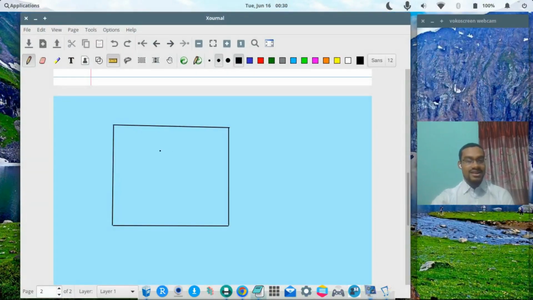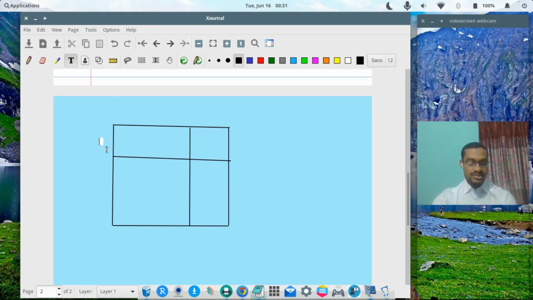Here is a square. Let's now split up the square by drawing lines. Initially, we had a square. Now we have split the lines. We know that in a square there are four sides, and all four sides are equal.